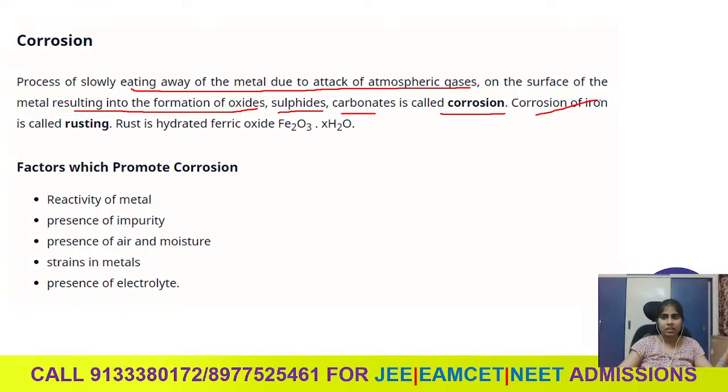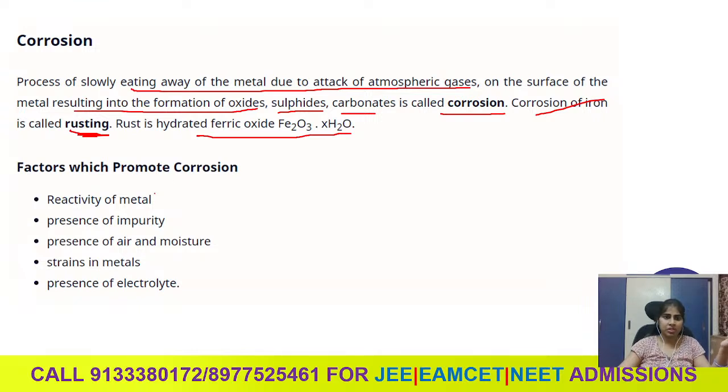We can observe corrosion of iron. A general example is rusting. So the rusting of iron is denoted by Fe2O3·H2O. It reacts with the water present in the atmosphere and oxygen present in the atmosphere, converting it into its oxide.